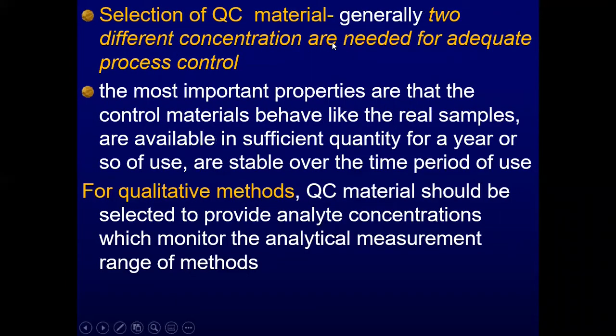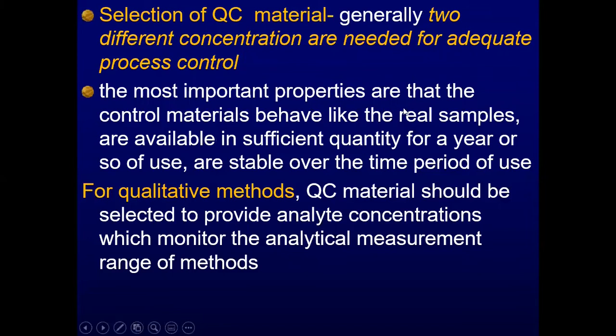Selection of QC material: generally two different concentrations are needed for adequate process control, and these two include, out of three options, one is low concentration level control, the other is normal concentration level control, and the third is high concentration level control. So any two of these are at least required to assess that the process is in control.